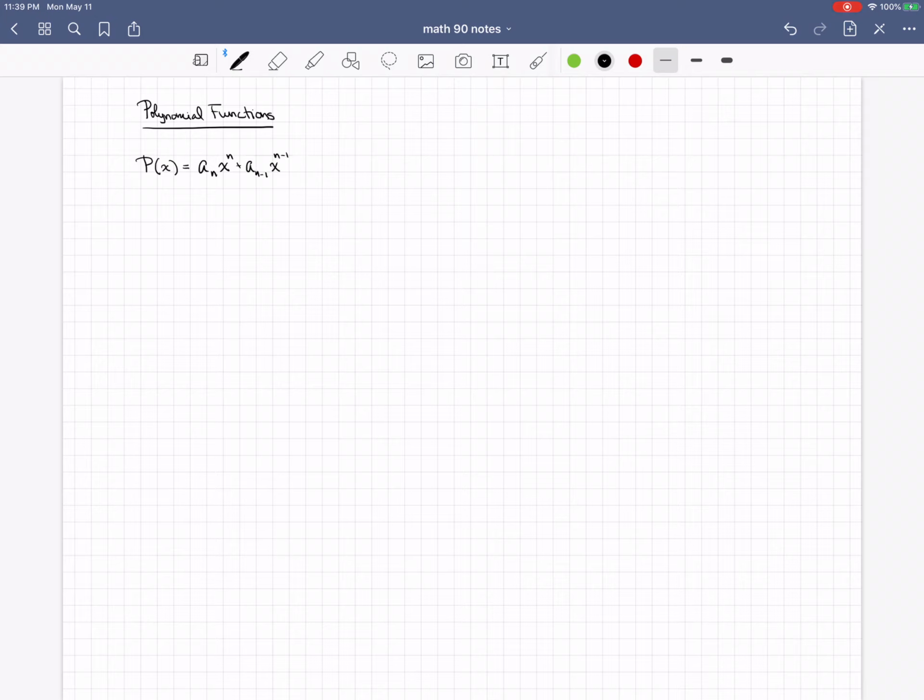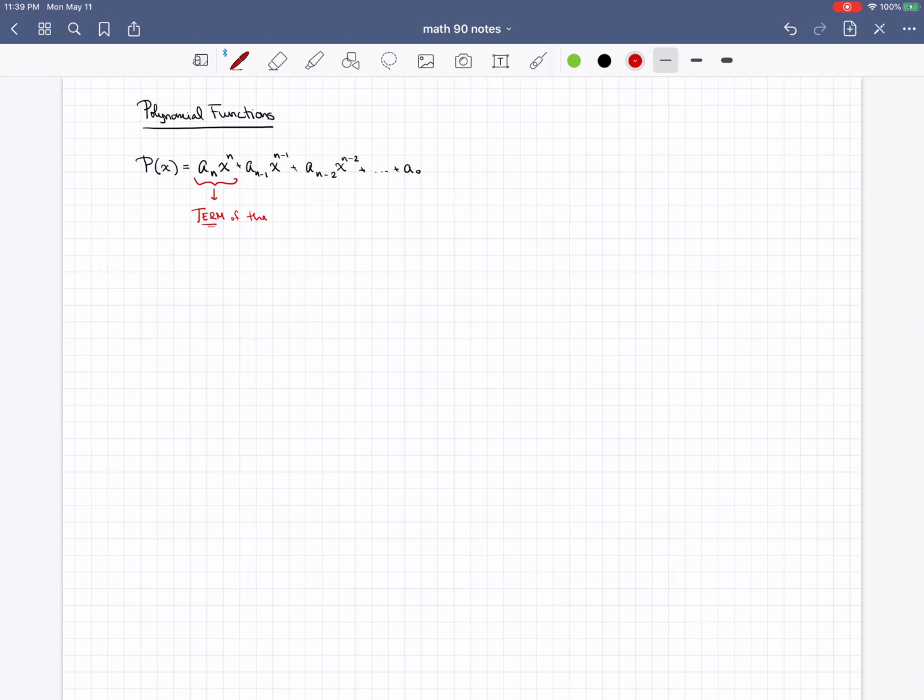So this is what you often see, like if in a textbook you were to look up what is a polynomial function. This is often what you would see. So what does this mean and how do we make sense of it? I'm going to label a few pieces of it. So this here is a term of the polynomial.